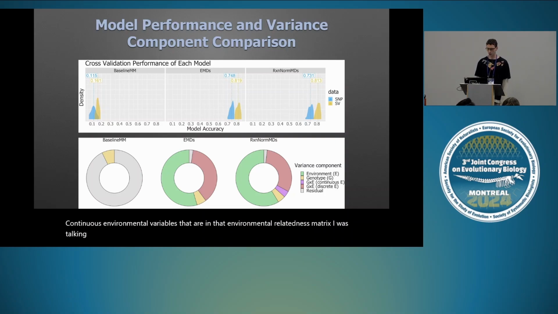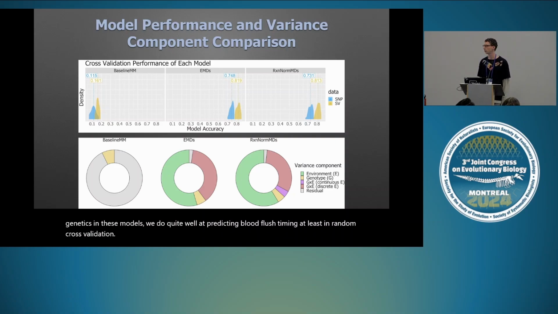I'm kind of bummed with this result. I think the difference in those two suggests that I'm missing some sort of latent variable that's not making it into the environmental relatedness matrix. So if anyone has any thoughts on that, I'd love to talk after, but suffice it to say, when we include environment and an interaction between environment and genetics in these models, we do quite well at predicting bud flush timing, at least in random cross-validation.